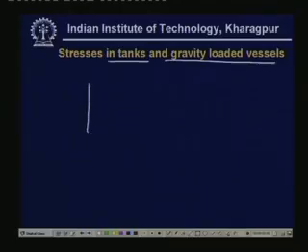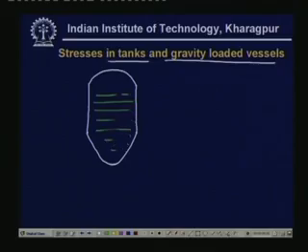So, suppose this is one such tank, and here it contains liquid. So, this is the water level, and there is a support, there is a ring over here, and this ring is supported. This kind of tank you have seen very often. Now, these are the supports. Now, what will be the stress distribution for that?